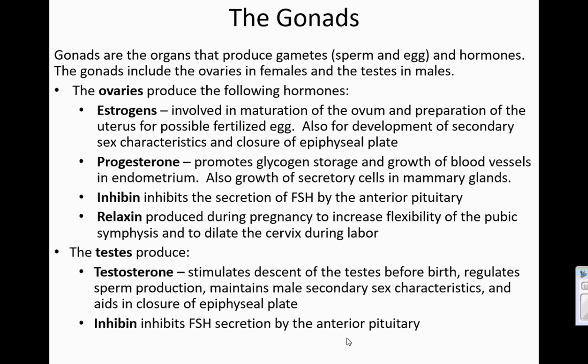Progesterone is a hormone that promotes glycogen storage and growth of blood vessels in the endometrium. Endometrium is the inner lining of the uterus, by the way. It also helps grow the secretory cells of the mammary glands, getting those ready to start producing milk.